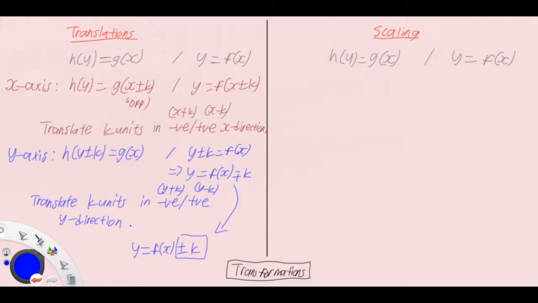Essentially, the ± k is how your y value will change. Plus k, you move up. Minus k, you move down.